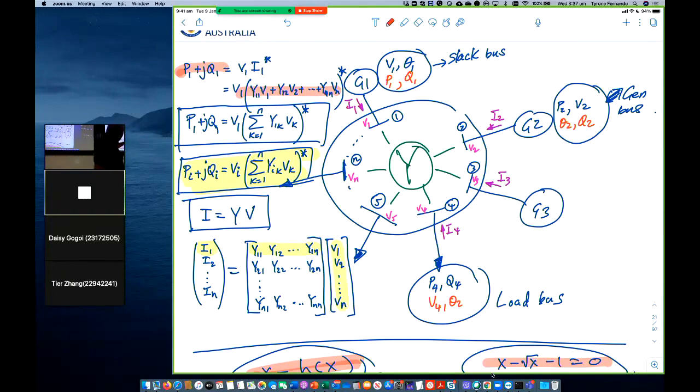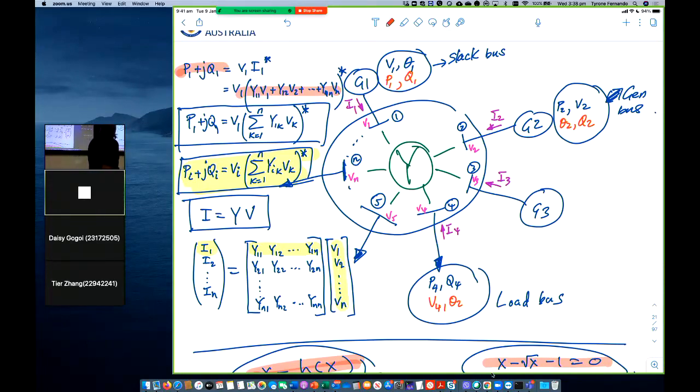So V4 and theta 2 are unknown. We know how much this load is consuming. We know how much active power and reactive power it will draw. So P2 and Q4 will be known. And remember, for external devices, the injection is positive. If you draw, it's negative. So if the load is consuming power, P4 will obviously have a negative value. And if Q4 is consuming reactive power, it will have a negative value. So the sign convention is important here.